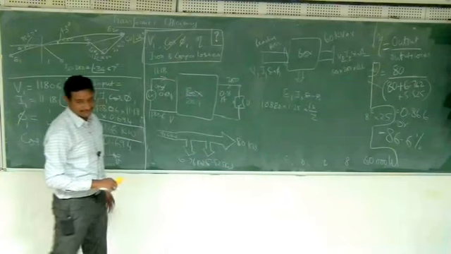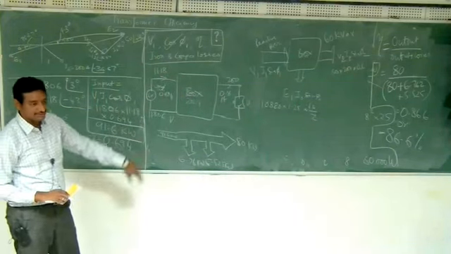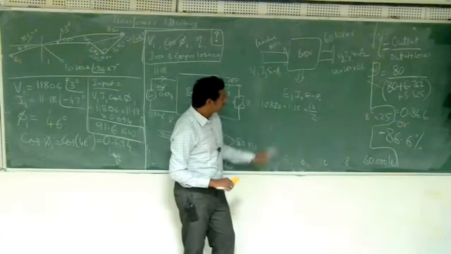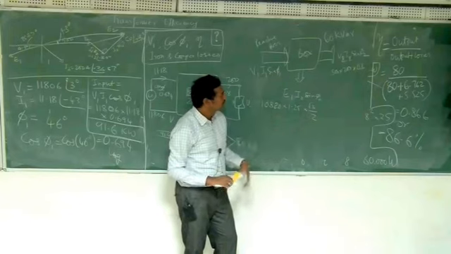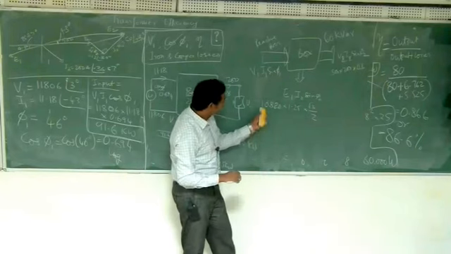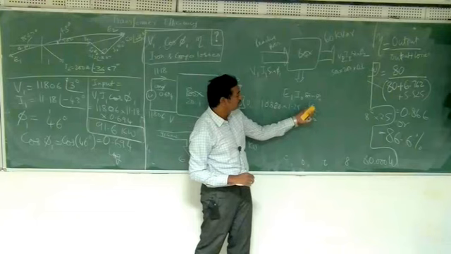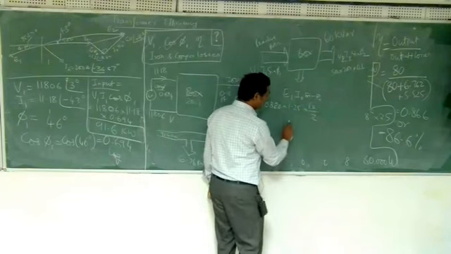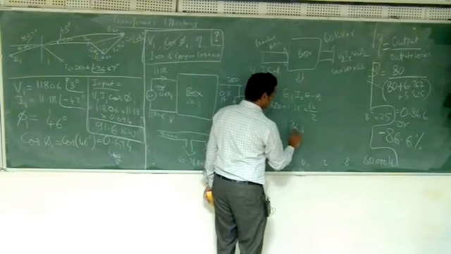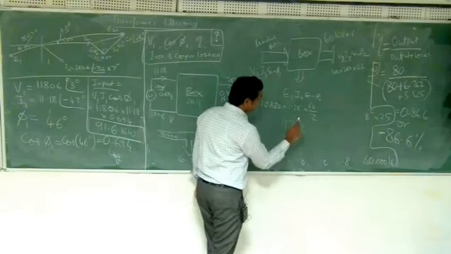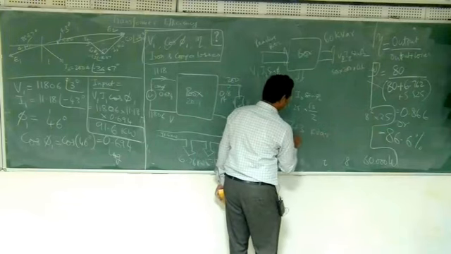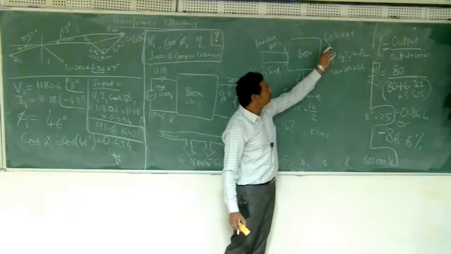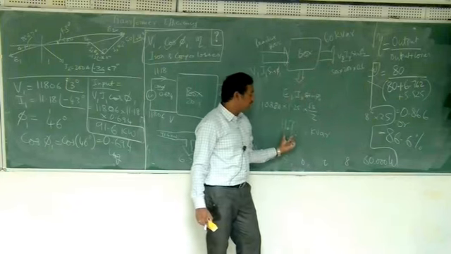We'll verify quickly since we have almost spent 1 hour on this. 10820 into 1.25 into root 3 by 2 is 11713. That means 11.713 kVAR, about 11.7 kVAR. Output is 60 kVAR and whatever is consumed is 11.7 kVAR.